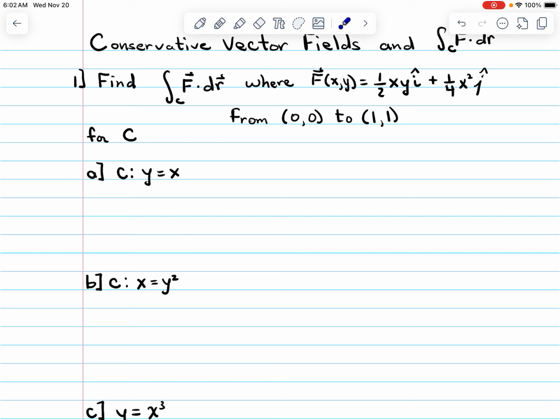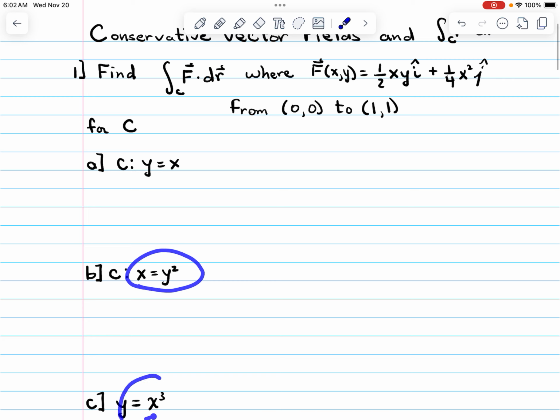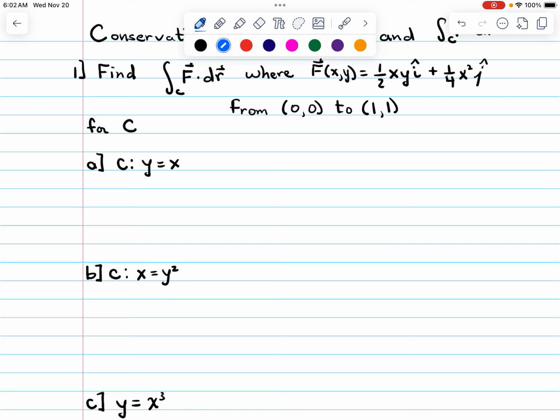find that integral for the path from just y equals x. That goes from 0, 0 to 1, 1. X equals y squared and y equals x cubed. We'll do those each in turn. So first of all, the path y equals x. Of course, if we wanted to look at a picture of what that looks like, it's just a straight shot. Kind of the most simple path, okay? So it goes from 0, 0 to 1, 1.